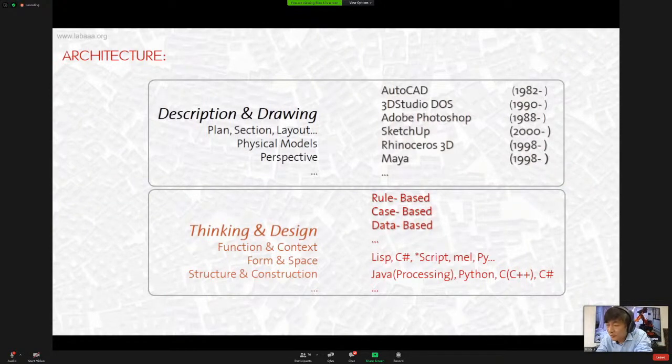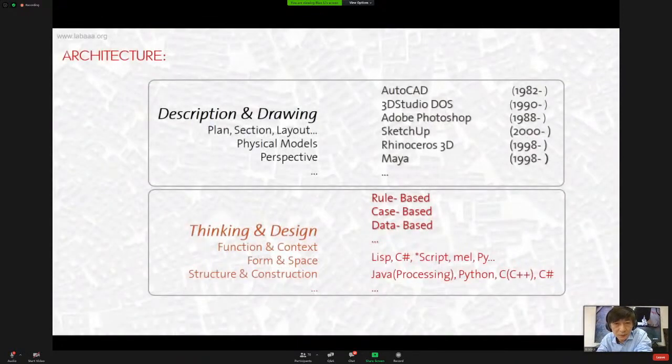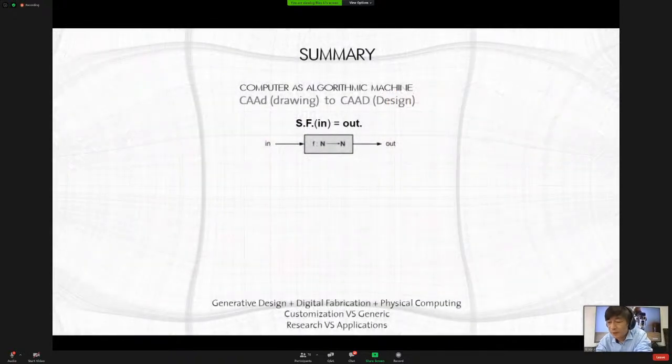And this kind of thinking and design on the left side needs more information. But the software we have been using for many years is mostly about description and drawing. So we have a gap between the design and drawing. So that's why it's the last slide of my lecture.